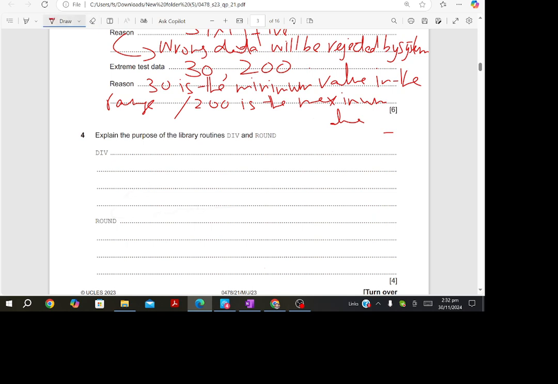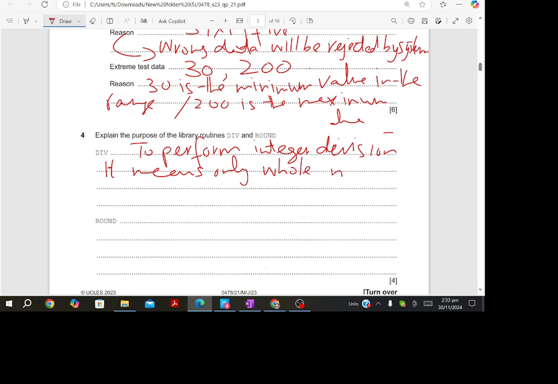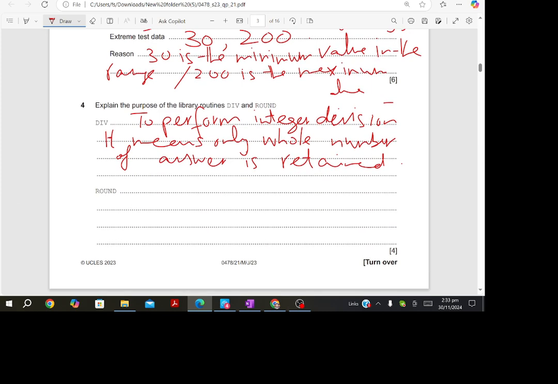First of all, div, to perform integer division. Oh, spelling of division is wrong. Division. Okay, so it means that only the whole number of the answer is retained. It means only whole number of answer is retained, and then you can add up an example value which I just gave you.